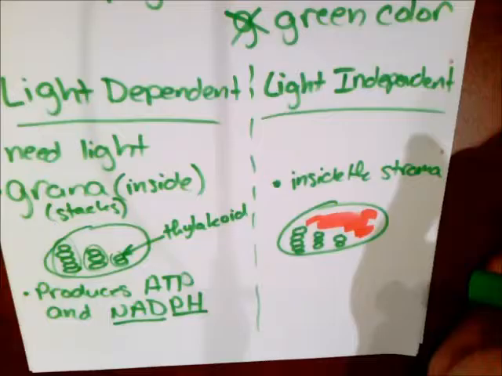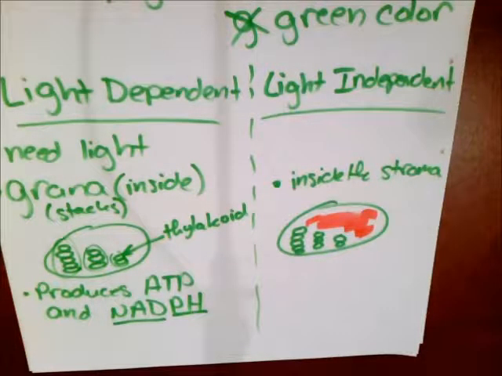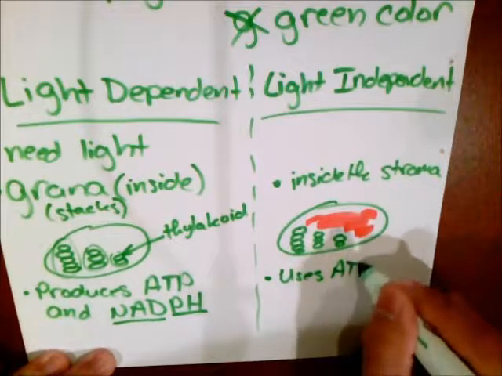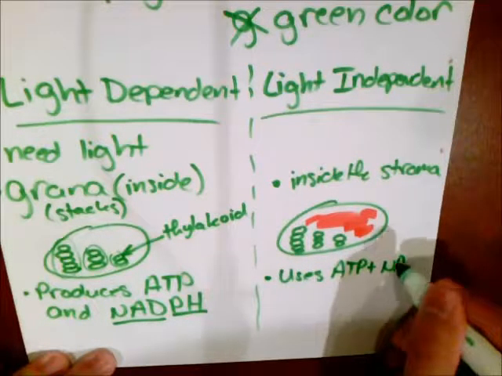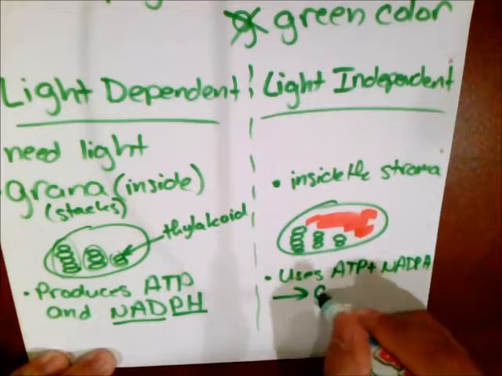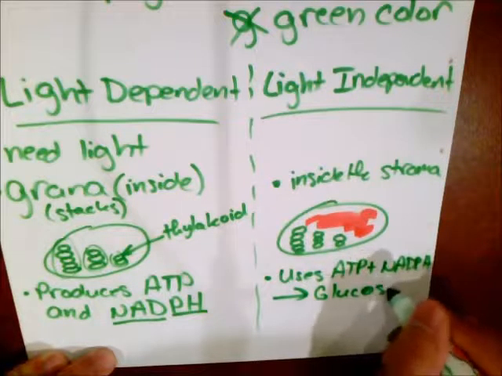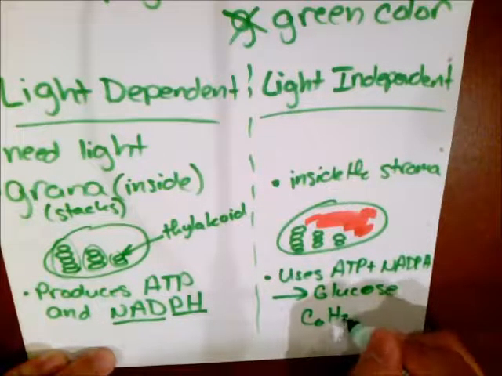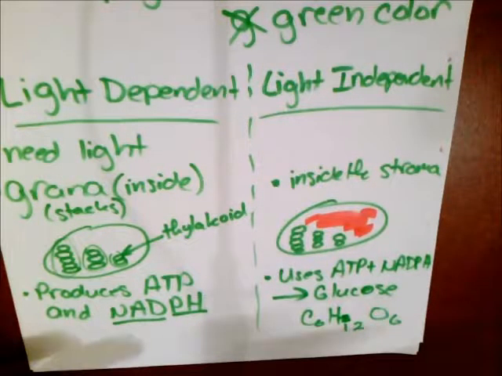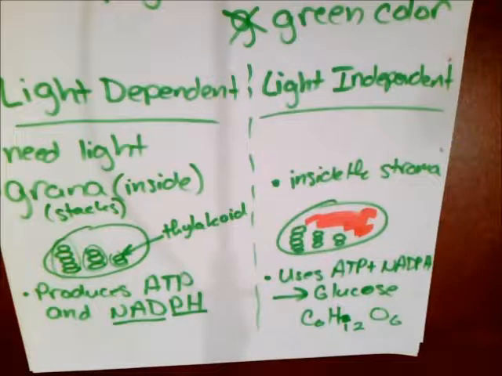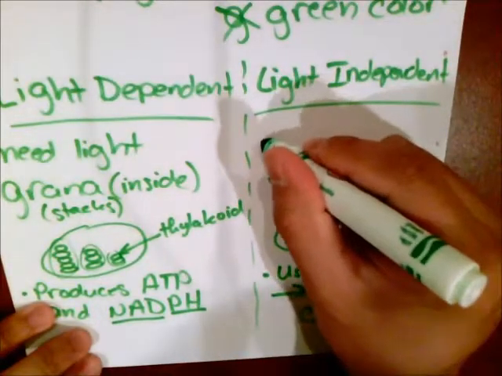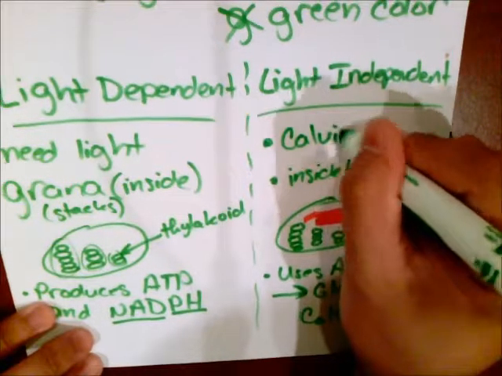Alright, and then they're going to take the ATP, so it uses ATP plus the NADPH, the things you got from the first reaction, and turns them into glucose, or C6H12O6, like that. Alright, so this process is called the Calvin cycle. It does not need light. This is the Calvin cycle.